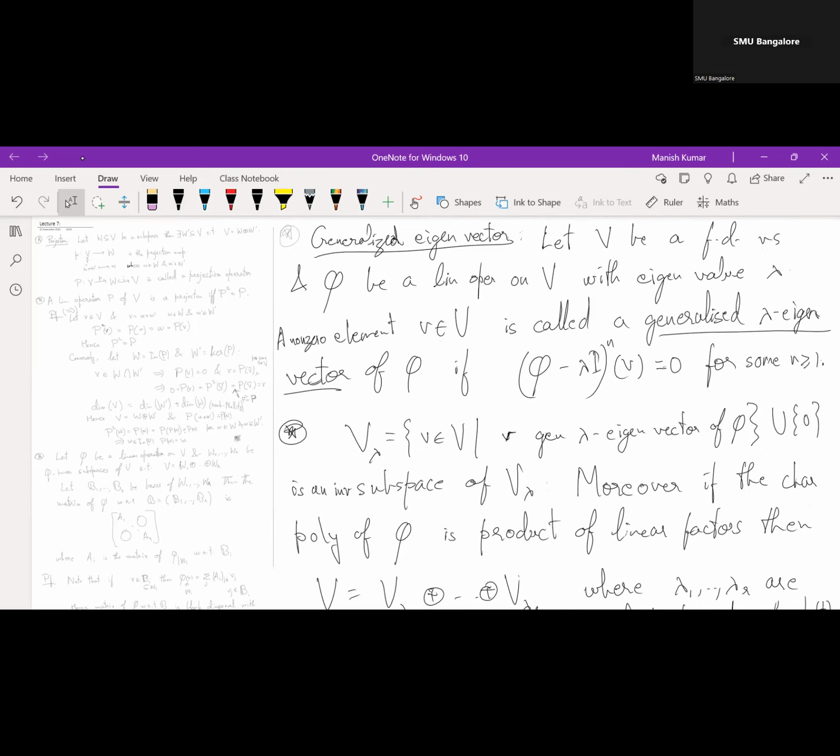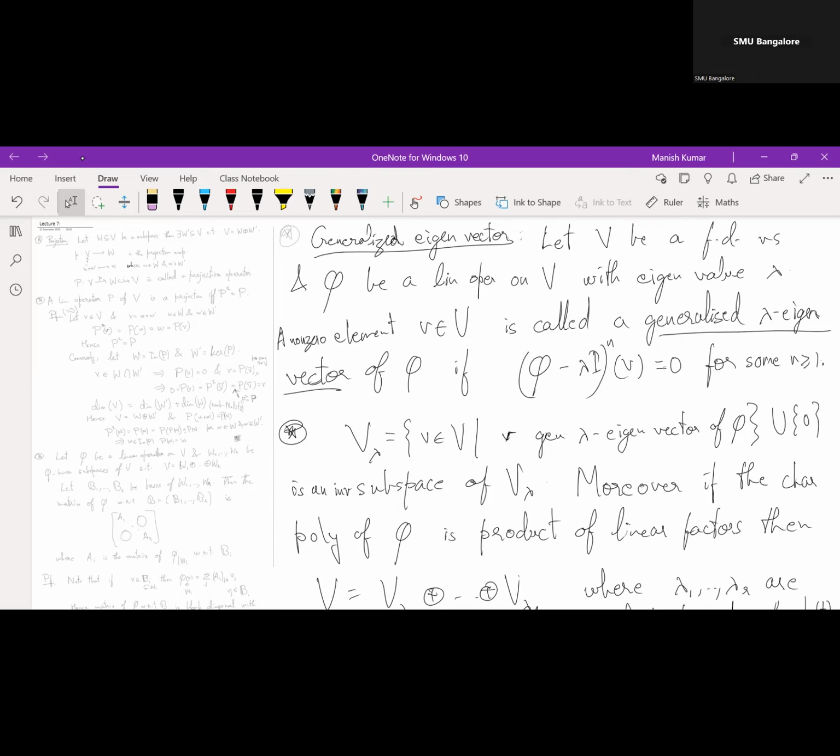Okay, so what is a generalized eigenvector? It's a slight generalization of the eigenvector. For an eigenvector, phi of v should be lambda times v. Here, phi minus lambda identity should kill v. Instead of asking that, we want some power of phi minus identity to kill v. If that happens, then we say that v is a generalized eigenvector.